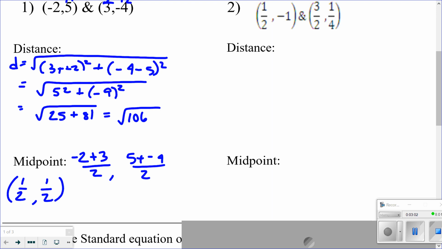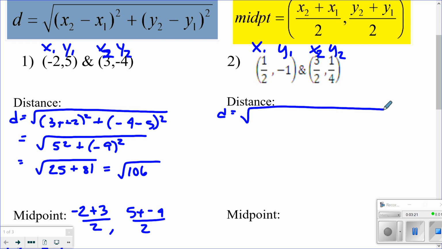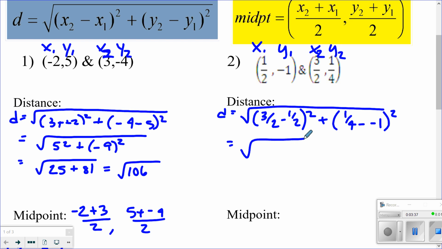Same exact thing on this problem, except we have fractions. X1, y1, x2, y2. And to do our distance formula, x2 is 3 halves minus x1, which is a half, quantity squared, plus y2 is a fourth, minus y1, which is a negative 1, quantity squared. And just start cleaning these up. 3 halves minus 1 half is 2 halves, which is just 1.